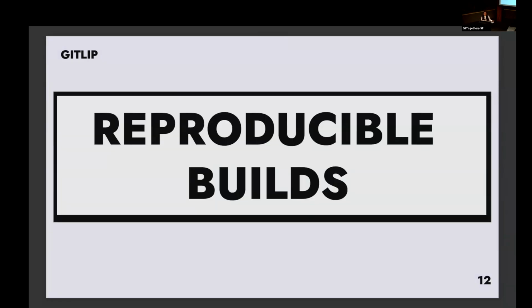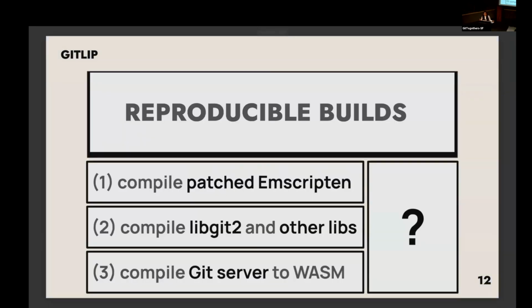To make our WebAssembly server useful, we're compiling and linking a few more libraries alongside libgit2, most notably zlib, libarchive, and libmagic. So considering that our build process consists of compiling the patched Emscripten compiler, compiling libgit2 and other libraries, and compiling the Git server to WebAssembly and linking it with libraries, this build process is quite complex. If we resorted only to the traditional build tooling, such as shell scripts or makefile or some other build system, it would be really difficult to keep it robust and repeatable.